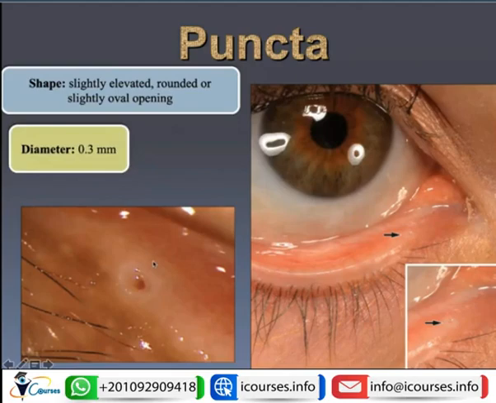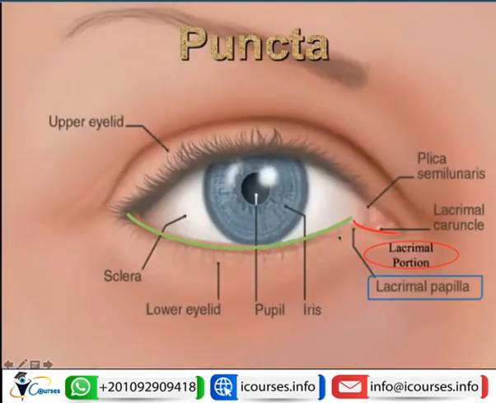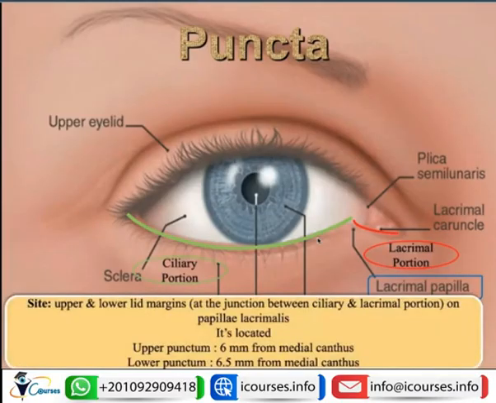It has a diameter of 0.3 millimeters, and they are situated at the junction between the lacrimal portion and the ciliary portion of the lid margin. The distance from the medial canthus is different according to whether it is upper or lower. For example, the upper punctum is only 6 millimeters from the medial canthus. However, the lower punctum is slightly farther, about 6.5 millimeters from the medial canthus.